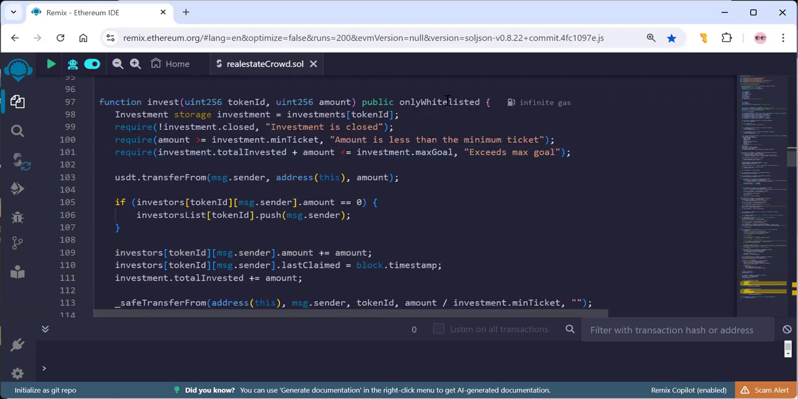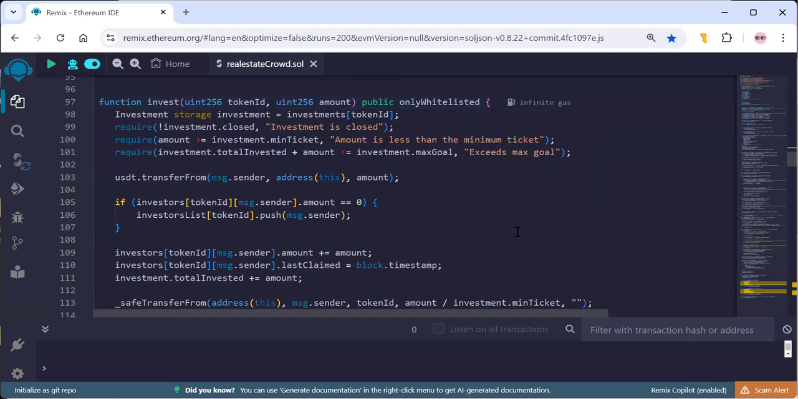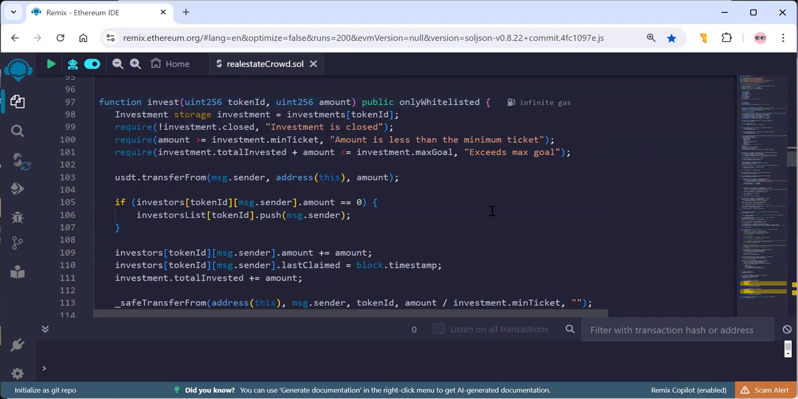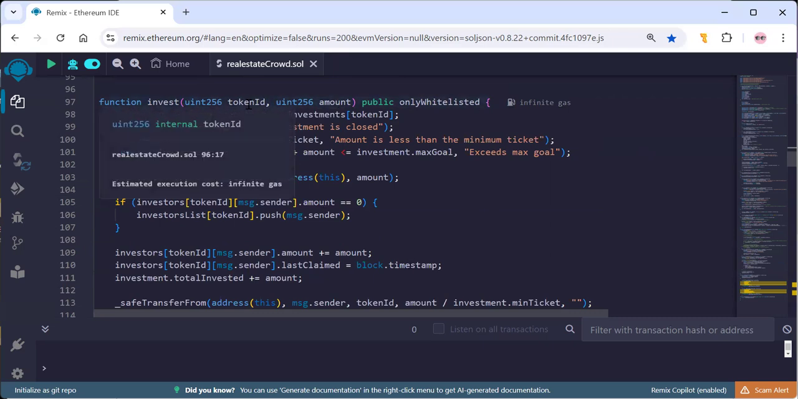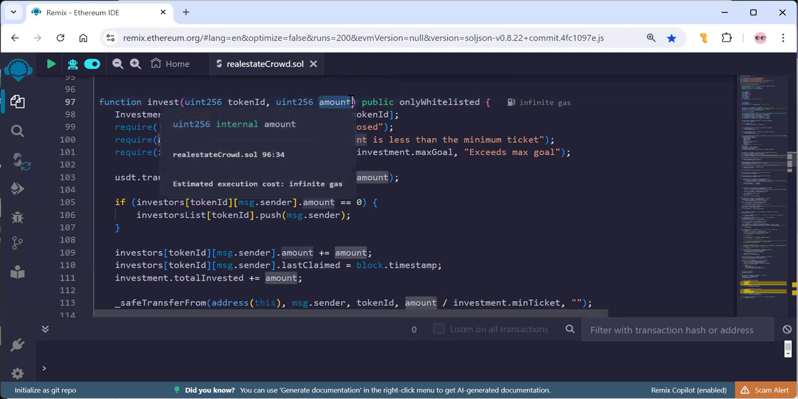Then only wallets that are in the whitelist can invest, and the function invest is based on two parameters, that is the token ID and the amount. Amount means how many dollars, for example. I want to invest on token ID investment 1, the amount of $200,000. So I will write $200,000 here.